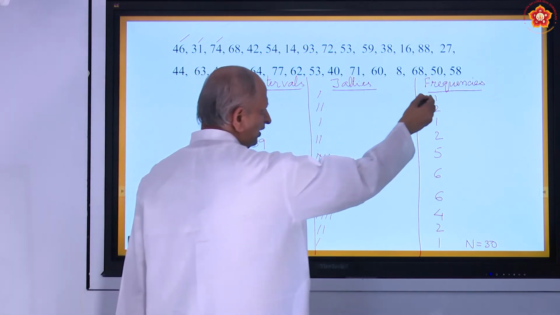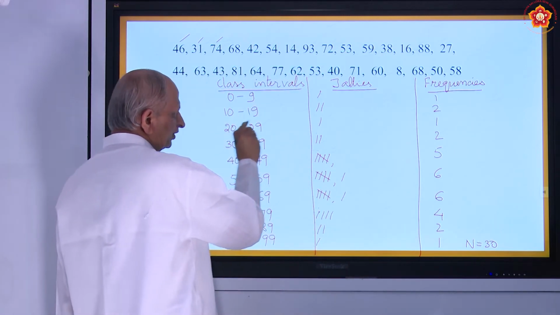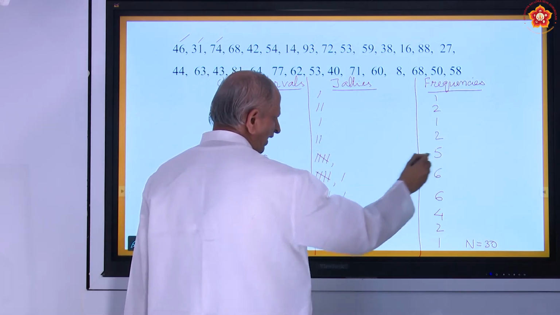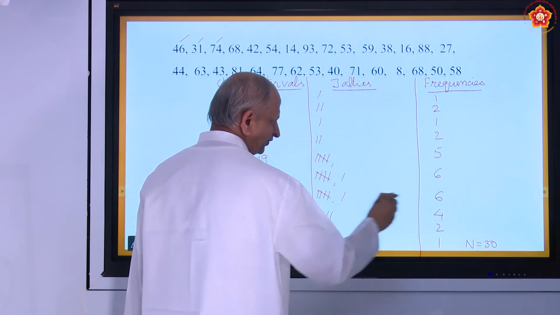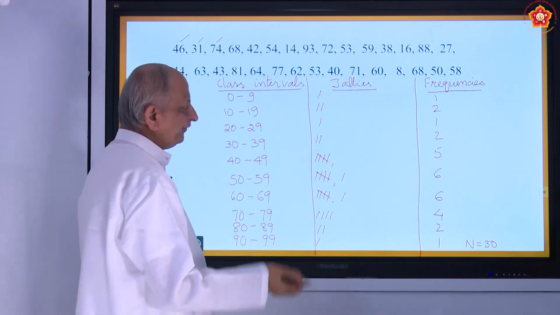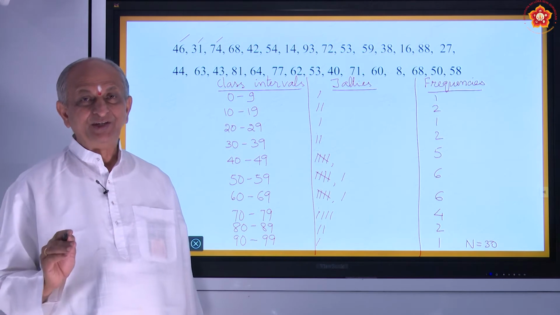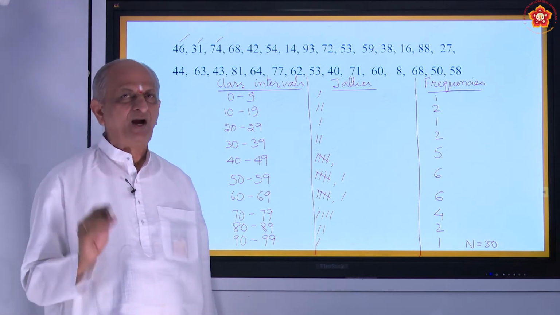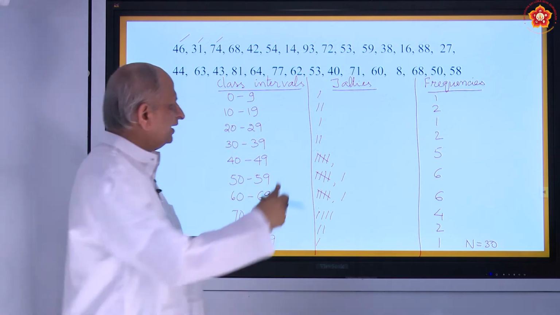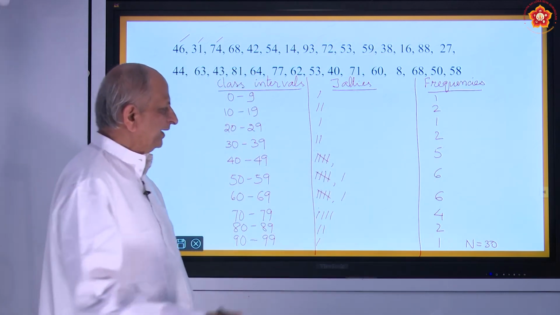In the first class interval, you have one frequency. We call them frequencies. So here this is 2, this is 1, this is 2, 5, 6, 6, 4, 2, 1. And if you add it, it should be 30. This is what is called the frequency distribution of a grouped data. This is what is called grouped data. And the number of repetitions here will come as frequencies. And you have to add it.